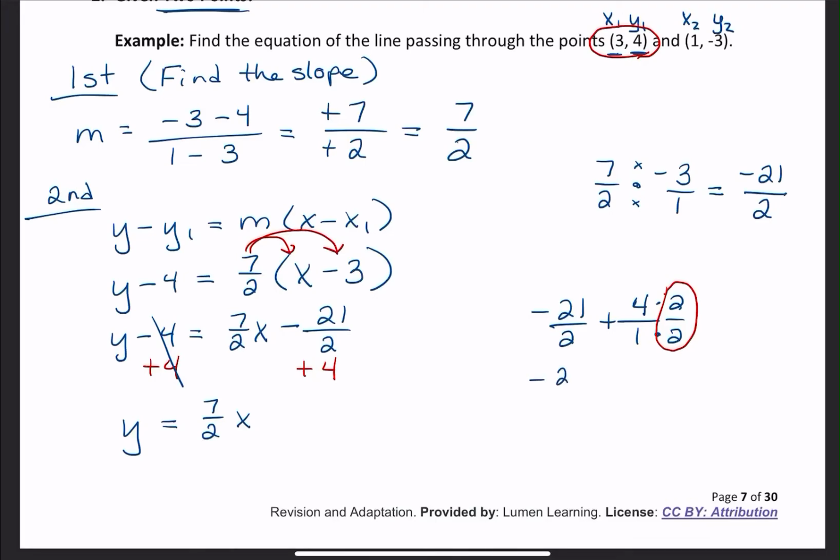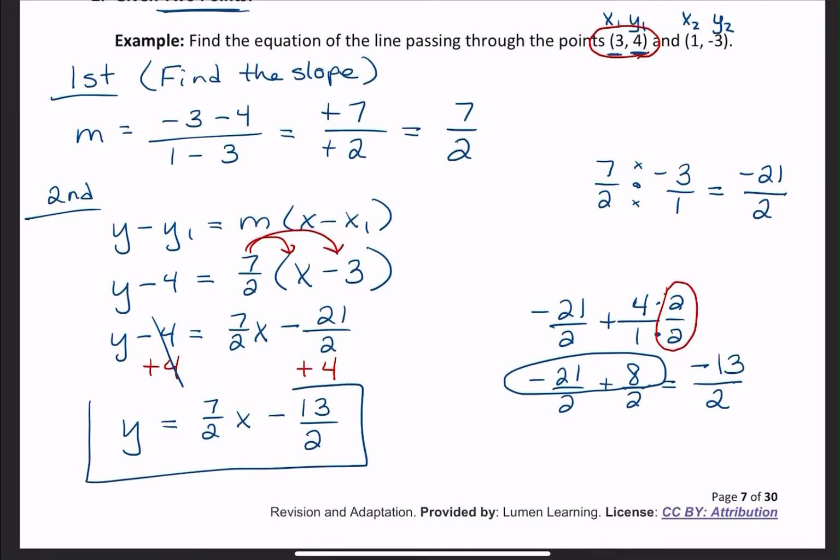So that's going to give me -21 over 2 plus 8 over 2, which 8 over 2 is just equal to 4. I've just written it so that I have a common denominator of 2. So once you have a common denominator, you can just add or subtract the top. So -21 plus 8 is going to give me a -13. So I've got -13 over 2 is my b. And you can leave it like that, or you can change it to -6.5. They're all equivalent. Okay, so that's point slope form.